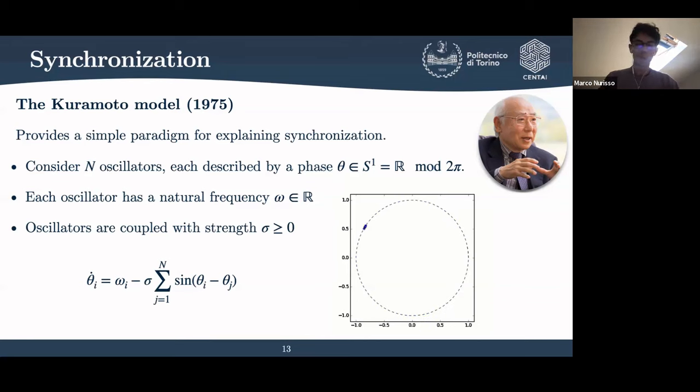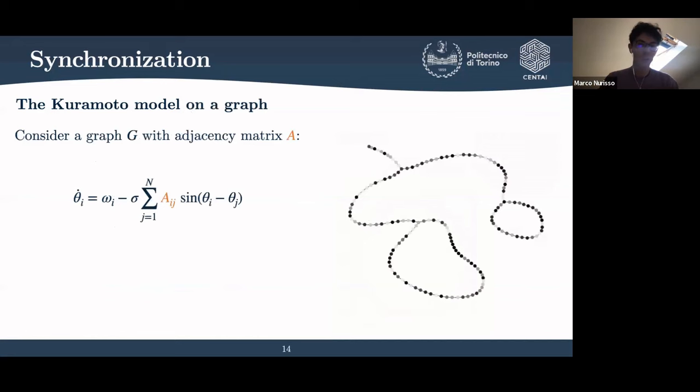The original Kuramoto model assumes an all-to-all coupling, so you can think of it as happening on a complete graph, where every oscillator interacts with all the other oscillators. But it is fairly easy to extend this to a network dynamics simply by taking a graph, its adjacency matrix A, and plugging it into the coupling function, in such a way that each oscillator will only interact with the oscillators which are in its neighborhood.